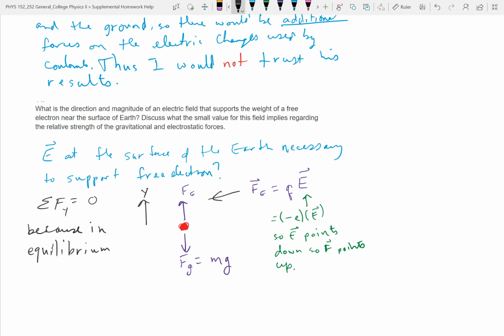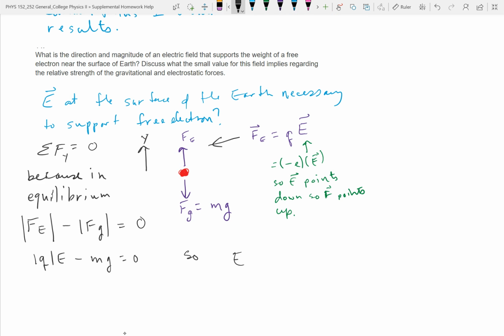Sum of the forces in our vertical direction, which I called y, is zero, because it's an equilibrium. So I just make my equation, the force E, and I'm putting magnitude signs here just so we remember the signs of the charge and the E are already taken into account, minus, just for completeness, the force of gravity in absolute value signs is equal to zero, which means that the magnitude of the charge times electric field minus mg equals zero. So we're trying to solve for the electric field magnitude.